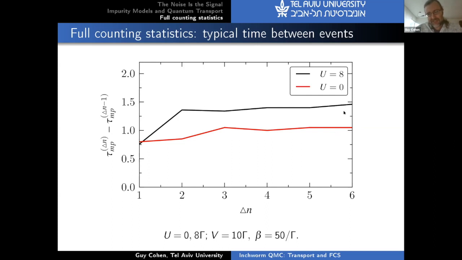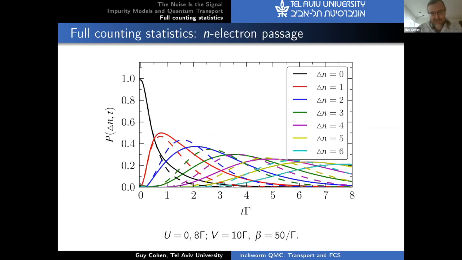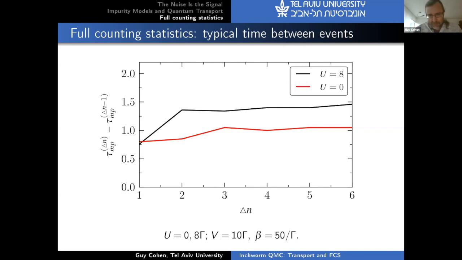So you see anti-bunching, essentially. Electrons are repelling each other. Now, they have a Coulomb interaction, so that's not extremely surprising, but it's pretty interesting to see this at the level of single electron probabilities.